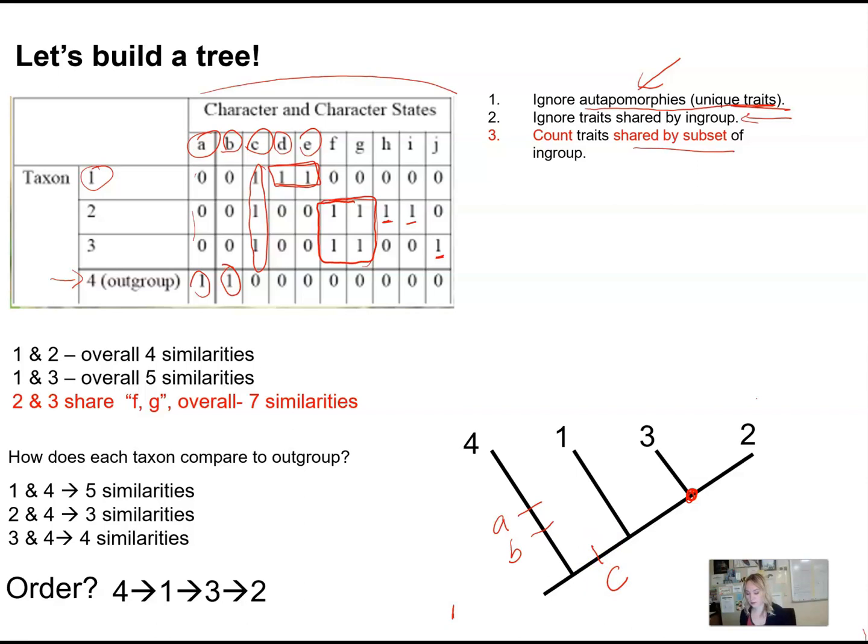Organisms 1, 2, and 3 have it. And then we have D, unique to only 1, so we're going to put D. E is also unique. And then we have F and G shared by these 2 guys, so we're going to put F and G. And then we have H, that's unique to 2, so we'll put H. And then the I is also unique to 2. And the last one is J, unique to 3. So there you go. You have a phylogenetic tree that shows all the evolutionary events.